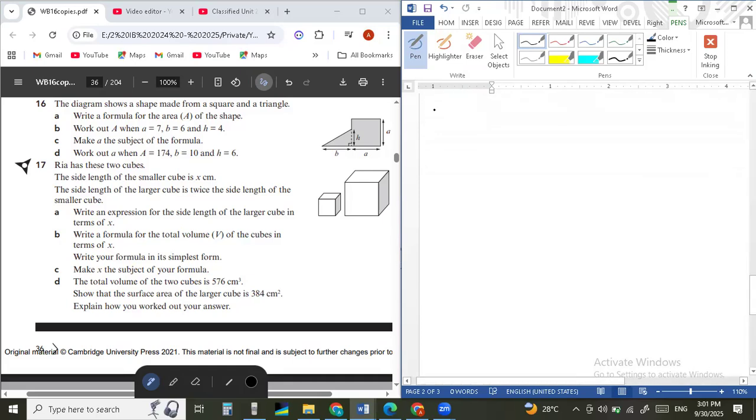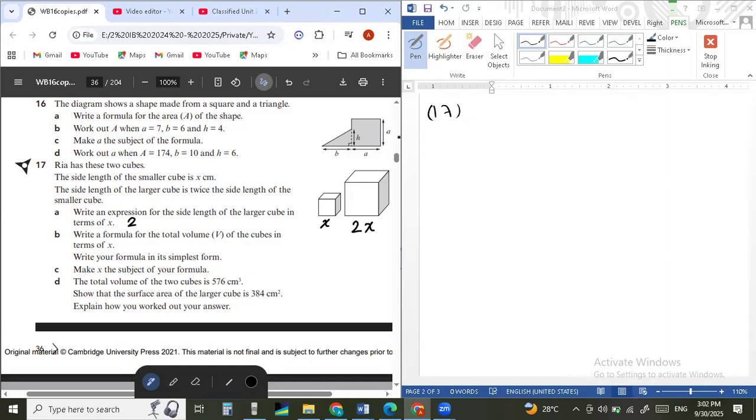All right, question 17 says to you, Raya has these two cubes. The side length of the smaller cube is x. So they're telling you that this is x. The side length of the larger cube is twice the side length of the smaller cube. So the larger cube's side is 2x. Now, write an expression for the side length of the larger cube.